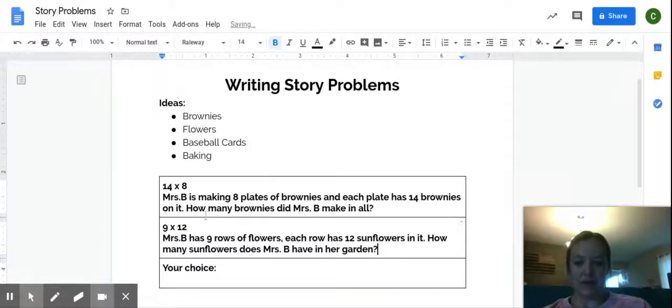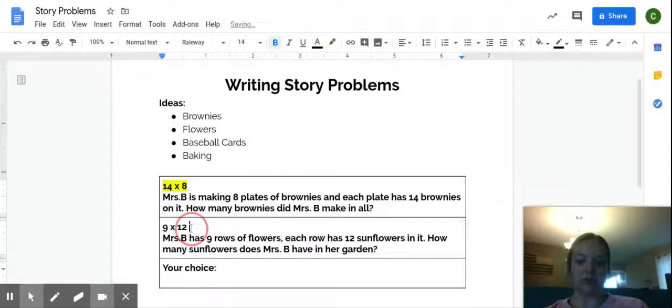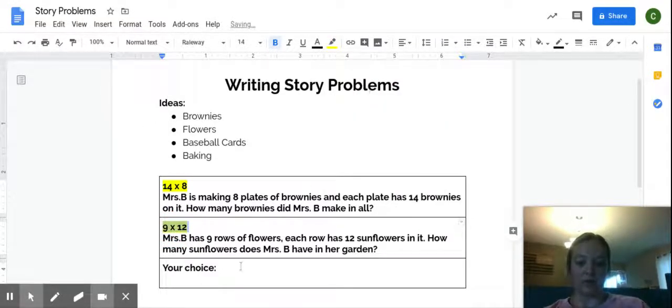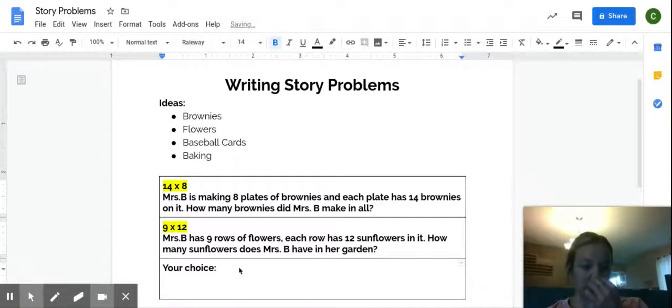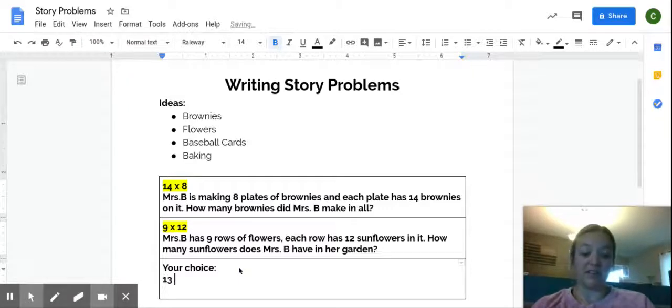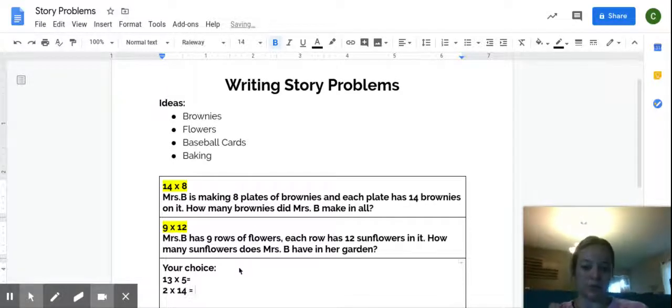So what will happen is you guys are going to have two equations ready for you. So I had 14 times 8, and then I had 9 times 12. So you will need to write two story problems with the two equations that I assign you, and then you are going to have your choice. So what that means for your choice is you get to pick the equation. So maybe you want to do 13 times 5 or 2 times 14. Whatever you guys want to do, you get to pick.